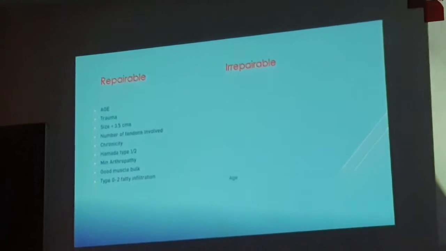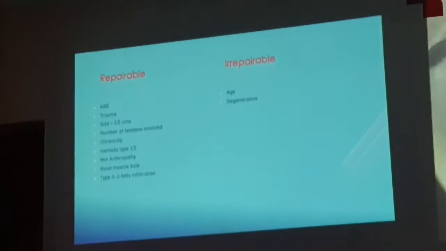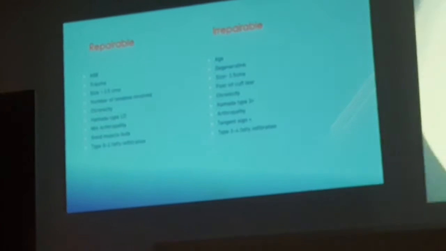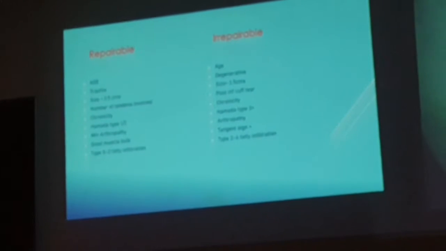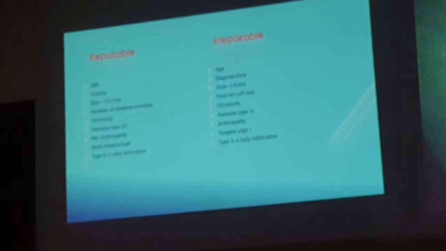But there are also other factors: an advanced age group, degenerative cuff tears, tears more than 3.5 centimeters, presence of a posterior inferior cuff tear or a teres or Hornblower sign positive, very highly chronic tears, Hamada type 3, evidence of arthropathy, positive tangent sign, and higher rates of fatty infiltration. So when I see these clinical findings on my examination, I am going to tell my patient, you have all these high risk factors and probably the tear may not be repairable.